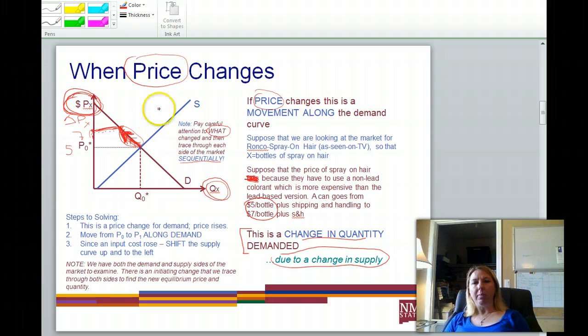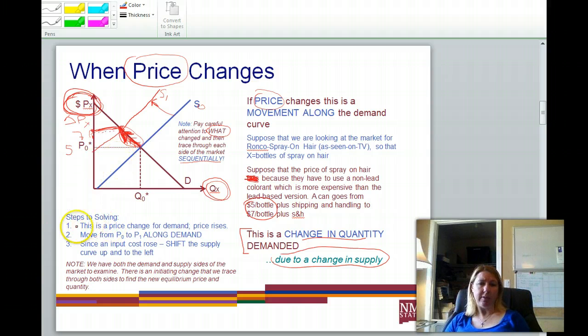But in order to bring the market back into equilibrium, something had to happen in the supply world to make that happen. So we have a new supply curve that comes in up here like that. And so that's our new supply curve. And so supply would shift up and to the left because there's a new higher price in the marketplace, and as a result there's less quantity demanded in the marketplace.